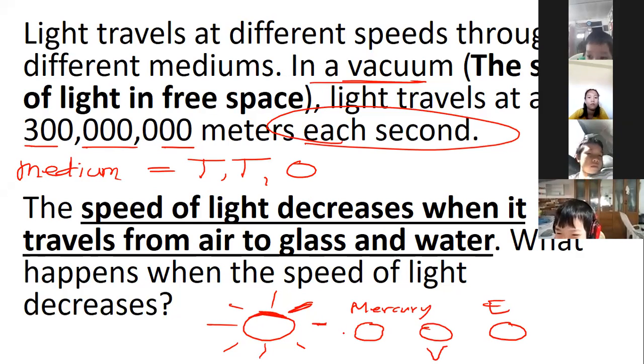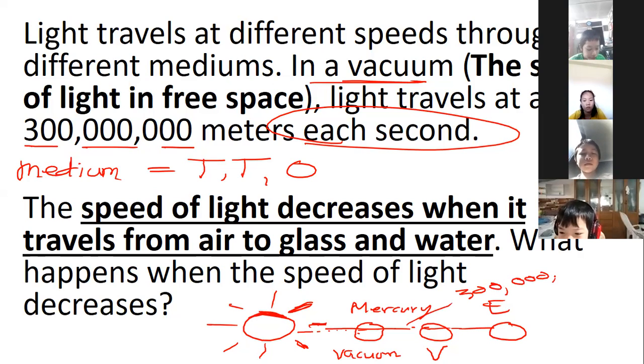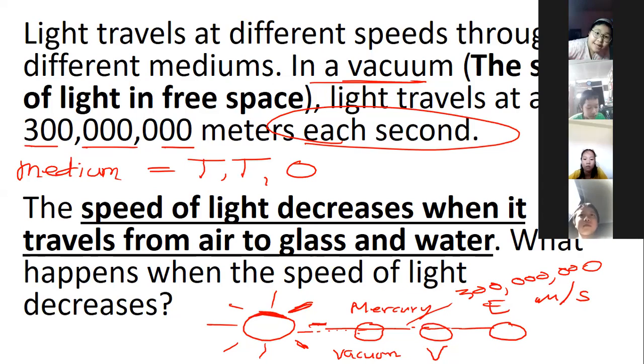Now here, listen. The light of the sun travels in a vacuum, meaning there's nothing there. No air, nothing. That is what we call a vacuum. That is 300 million meters per second. That's very fast. When it travels inside the Earth, what happens? It slows down, because there is what we call air.